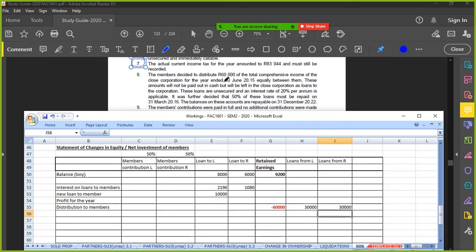Read it again, let's double check. It's not paid out. It's going to be left in the corporation as loans to the corporation. If it's a loan to the corporation, it's a loan from the member. These loans are unsecured and an interest rate of 20% per annum is applicable. The interest will obviously only apply next year. It was further decided that 50% of these loans must be repaid on 31st March 2016 and the balances on the 31st of December. That's disclosure.